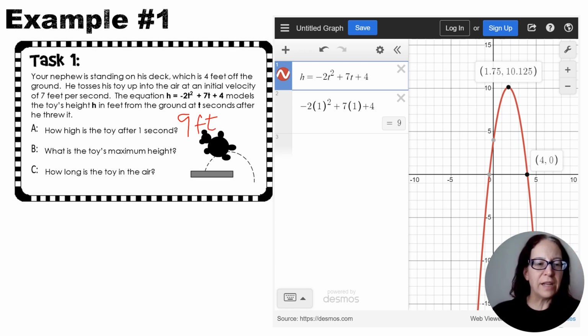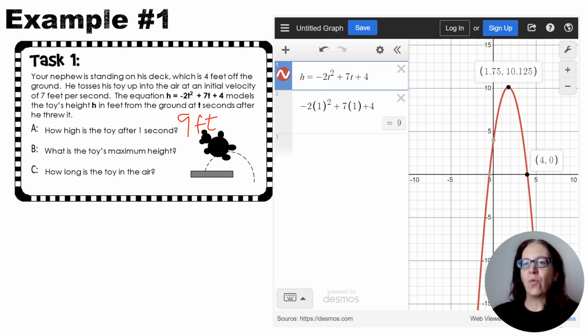Now the next question is, what is the toy's maximum height? The moment you see the word maximum, you should know that you are thinking vertex. Right now, if you look at the graph, you'll notice that the little dots are gone. If I want the dots back, I'm just going to click in this top window there. And this is what I meant in class when I said Desmos tries to read your mind. It knows the key points on a quadratic that you are probably interested in. So it gives you the y-intercept, the vertex, and the x-intercepts.